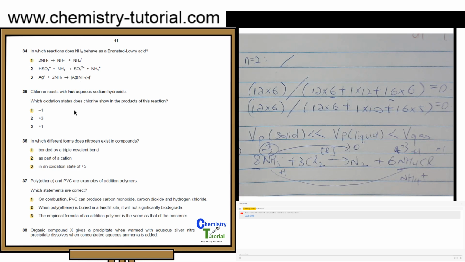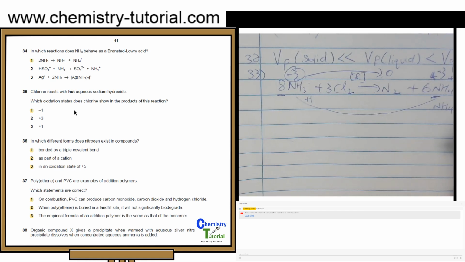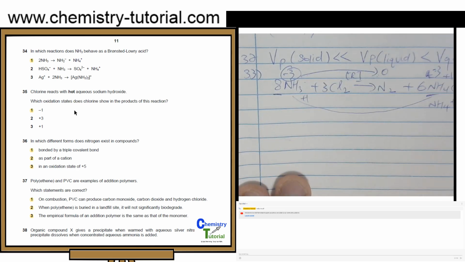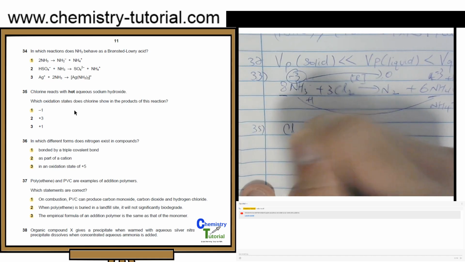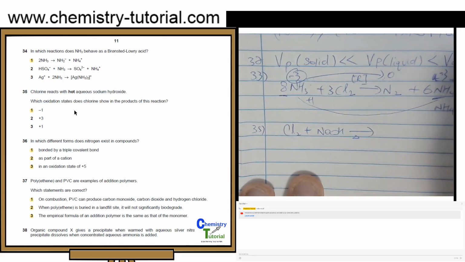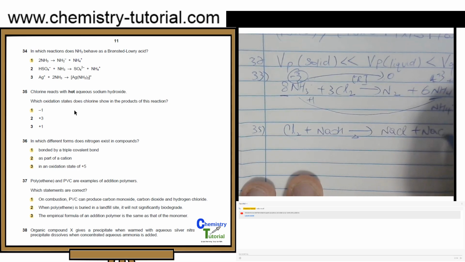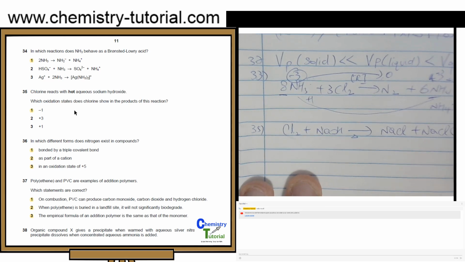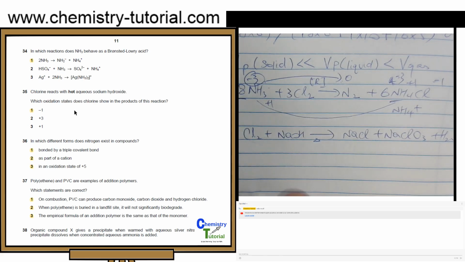For question 35, now we need to know the equations when chlorine reacts with hot aqueous sodium hydroxide. Okay, I'm not balancing the equation, I just write the species and react for 35. So your chlorine gas plus NaOH, under hot conditions, is going to give you NaCl plus NaClO3 plus your H2O. Okay, this is under hot conditions.